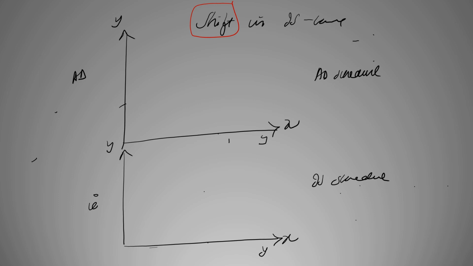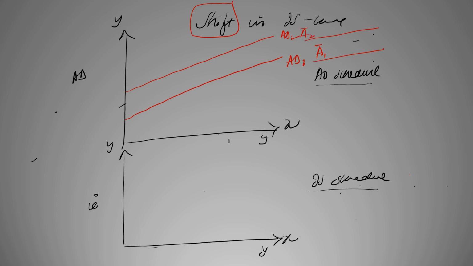Now we have our AD schedule over here and IS over here, right? So we'll plot our curves. Suppose this is AD1, this is AD2. The equation is going to be the same, only that we are changing our A from A1 to A2. Everything is going to be the same, right? So the intercept is going to be A1 minus bi and A2 minus bi, right? And then we have our 45 degree line.